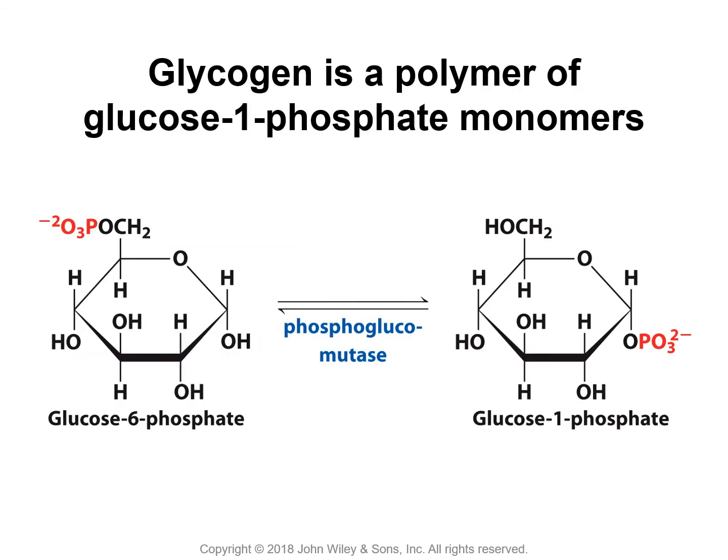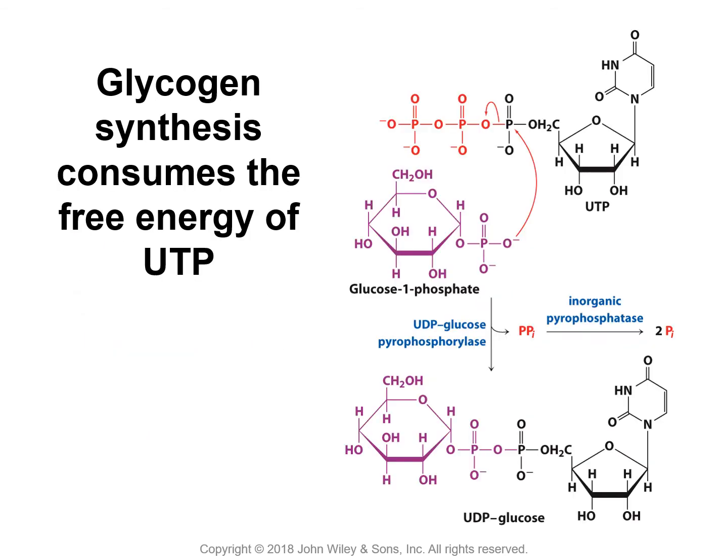Now, glycogen is a polymer of glucose-1-phosphate monomers. That is one thing that you have to understand. So this is the monosaccharide unit that is incorporated into glycogen, and that's glucose-1-phosphate. And it is produced from glucose-6-phosphate by the action of this enzyme here. Now, glycogen synthesis consumes the free energy of UTP to form UDP-glucose. Like GTP, UTP is energetically equivalent to ATP. And this is what you see on this slide.